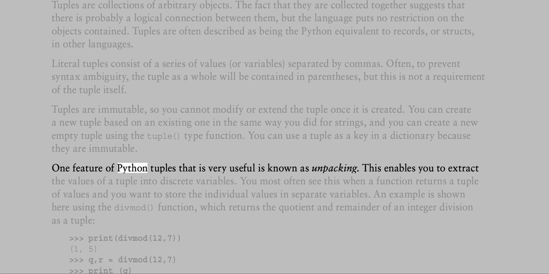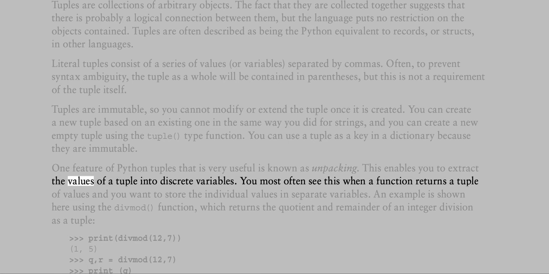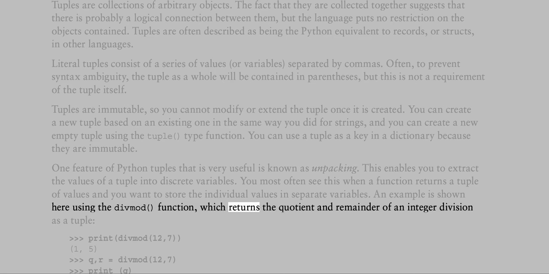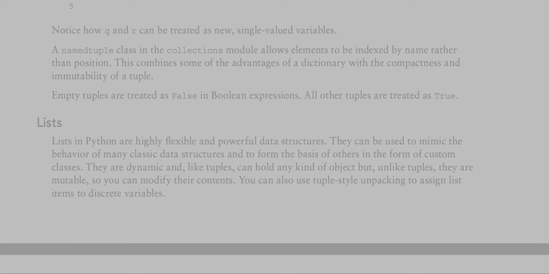One feature of Python tuples that is very useful is known as unpacking. This enables you to extract the values of a tuple into discrete variables. You most often see this when a function returns a tuple of values, and you want to store the individual values in separate variables. An example is shown here using the divmod function, which returns the quotient and remainder of an integer division as a tuple. print(divmod(12, 7)) gives (1, 5). q, r = divmod(12, 7). print(q) gives 1. print(r) gives 5. Notice how q and r can be treated as new, single-valued variables.